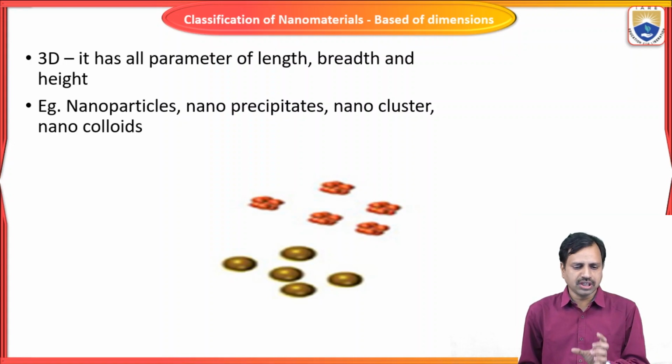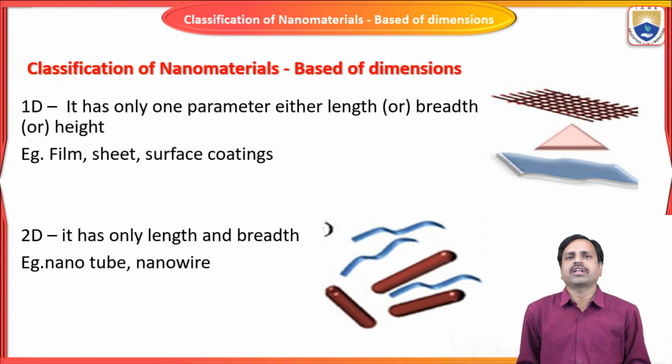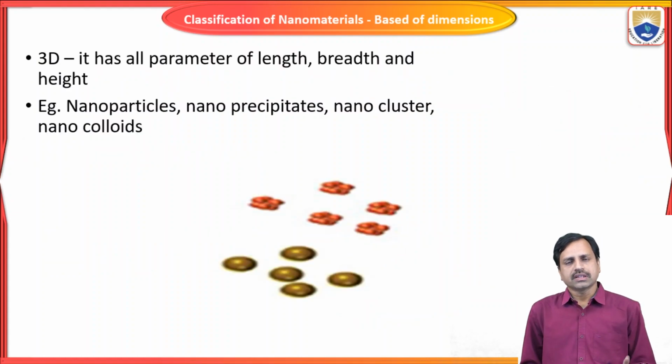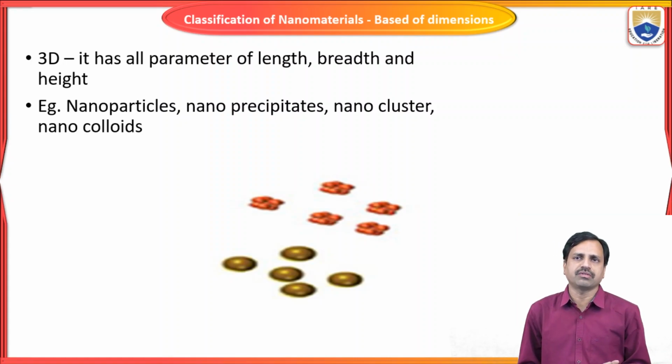So single or 1D nanoparticles will be observed in surface coating, in painting. Generally we use these nanomaterials in surface coating. Two-dimensional will be nanotubes or nanorods. And finally, the three-dimensional particles may be the nanoclusters or the nanomaterials individually.